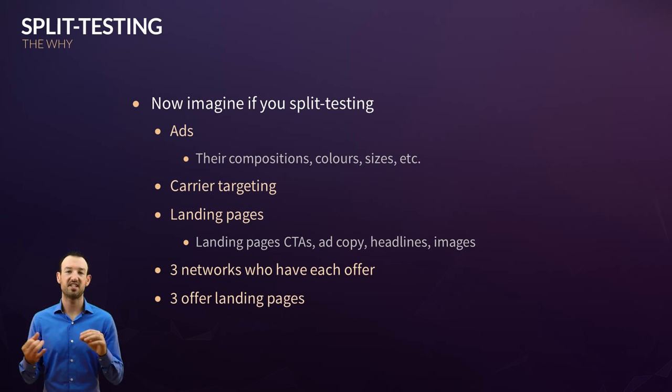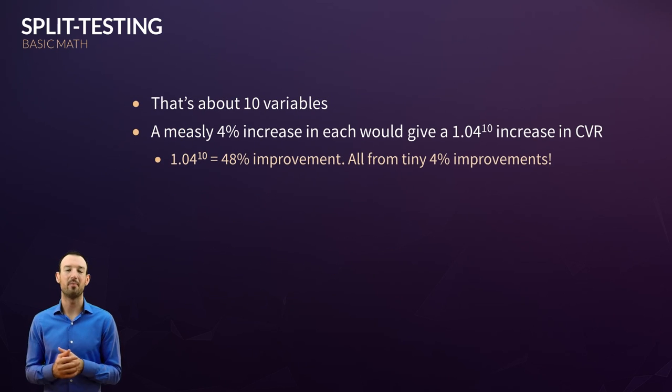So for example, you were testing the ads, their compositions, colors, sizes, carrier targeting, landing pages, the calls to action they use, ad copy, headline, images, all of these things. 3 networks who have the same offer, and 3 different landing pages that those offers provide. After all that, you essentially have 10 variables that you are testing, which influence the conversion rate at some point. Now, if each of those gave you a measly 4% increase in conversion rate, then the overall impact would be 1.04 to the power of 10, which is a 48% improvement from all of those little things compounded together.